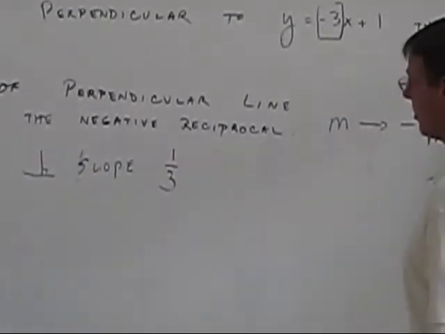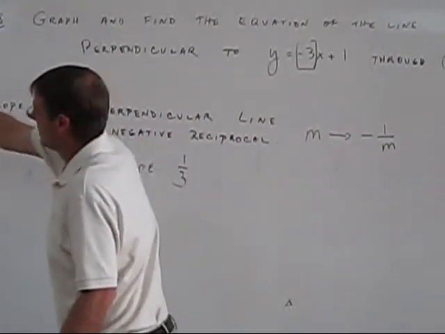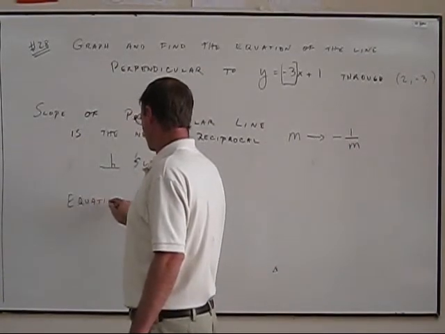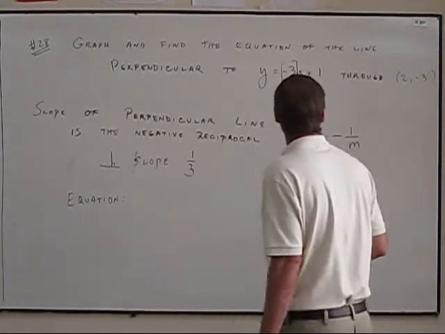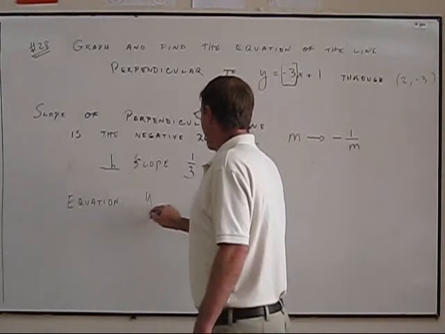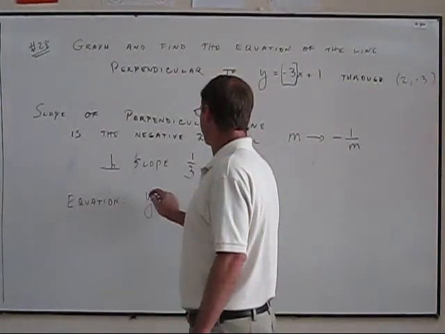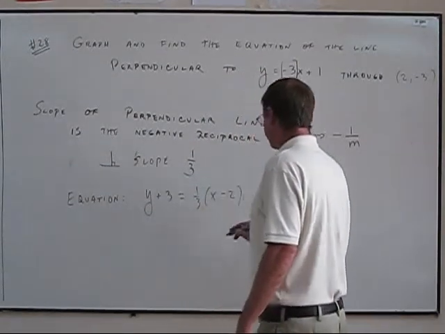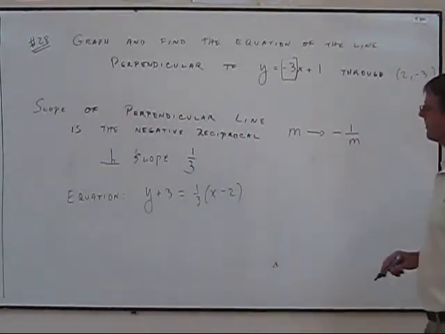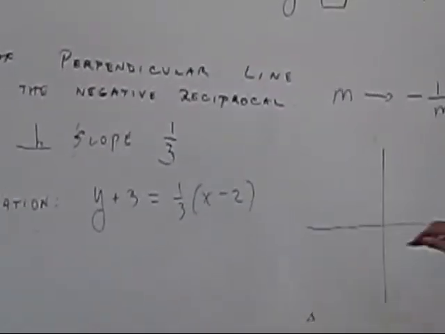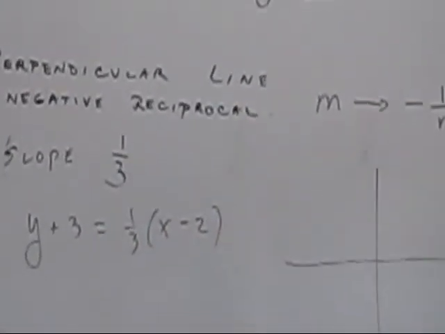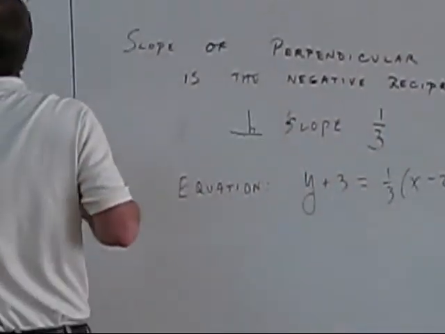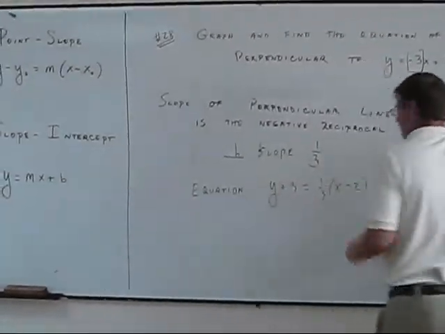I have the point already, so let's use the point slope form. The equation will be y plus 3 equals 1/3 x minus 2. And now we can graph it. It's y plus 3, by the way, because I'm doing y minus -3. Y minus -3 there, so it becomes positive.